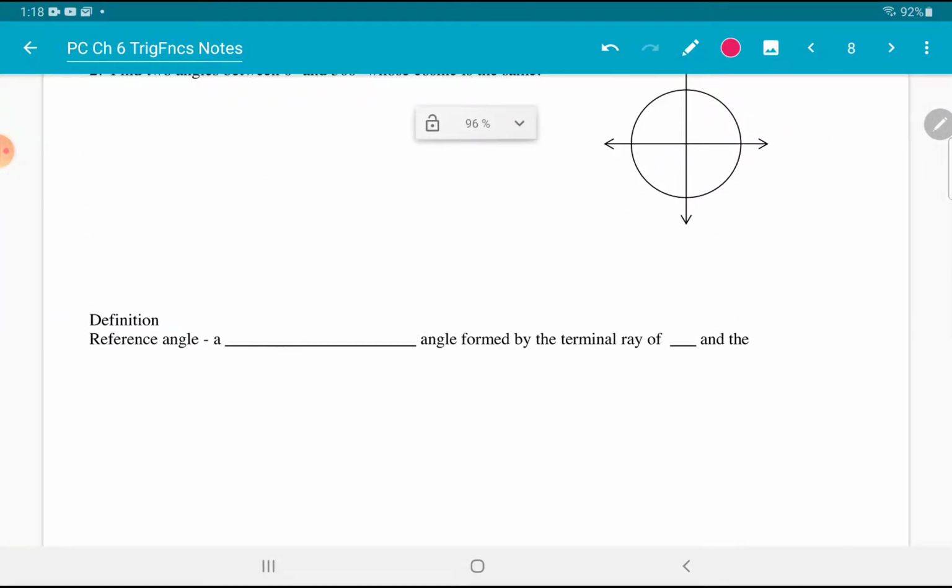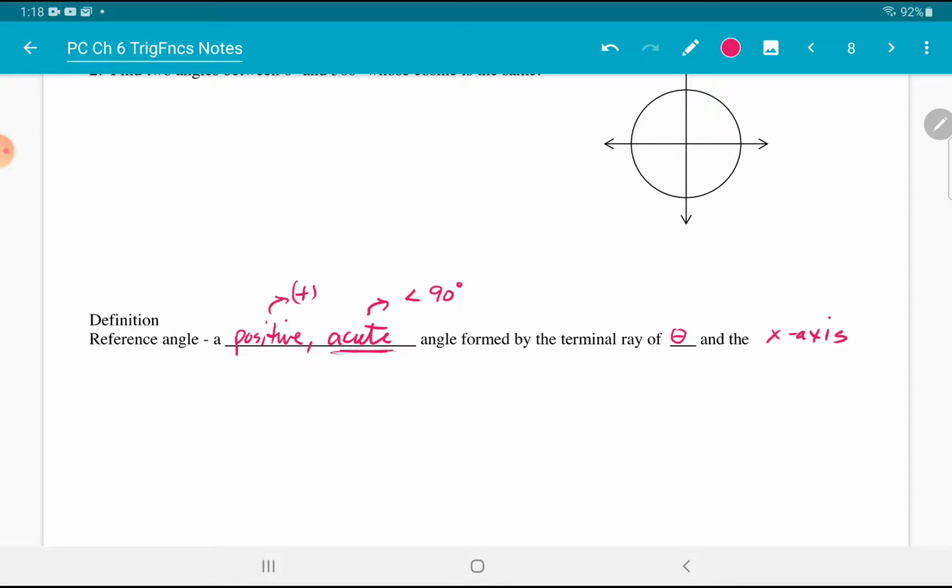And then that's going to bring us now to something called a reference angle. A reference angle is a positive, acute angle formed by the terminal ray of angle theta and the x-axis. As we had seen up above, what we're going to do is develop an angle that is acute, meaning keep in mind that acute means that it's an angle that is less than 90 degrees. And it also has to be positive, so keep in mind that a reference angle always has to be positive.